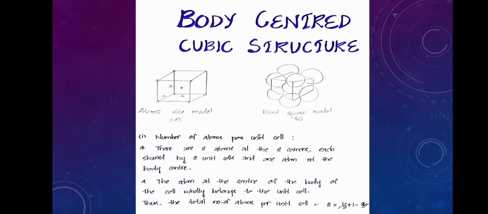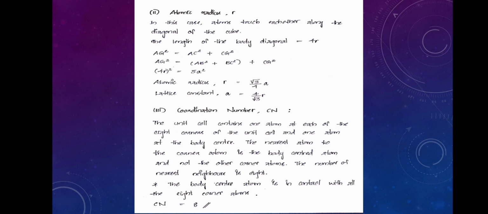So the total number of atoms is equal to 8 into 1 by 8 plus 1. So 2 is the total number of atoms per unit cell. To find the atomic radius, the length of the body diagonal is equal to 4r. So let's substitute the value like 4r square is equal to 3a square.